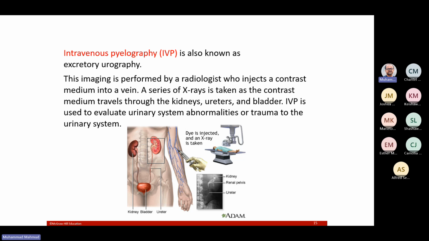First, we are going to inject the patient with a contrast medium in a vein. A series of X-rays will be taken while the contrast media is traveling through the kidney, ureter, and bladder, and we can identify any abnormalities or trauma to the urinary system.